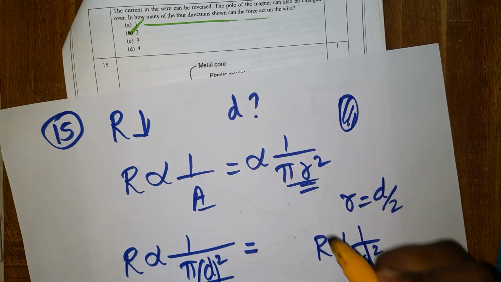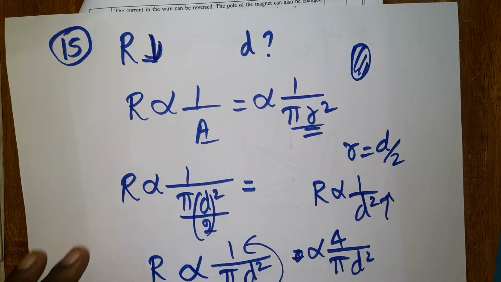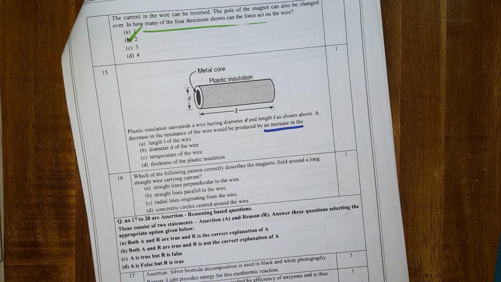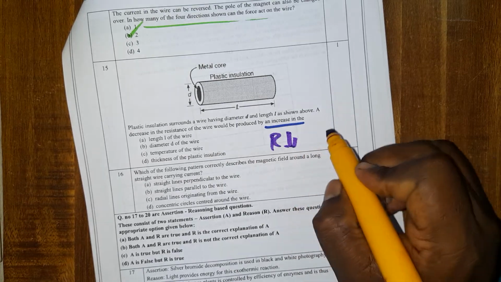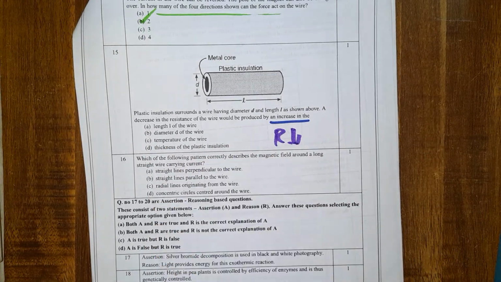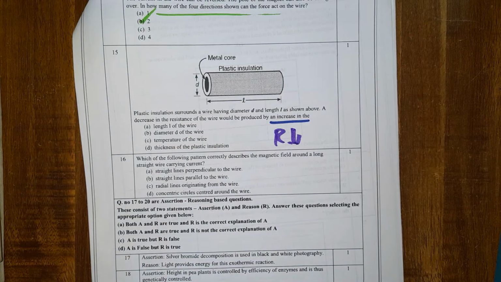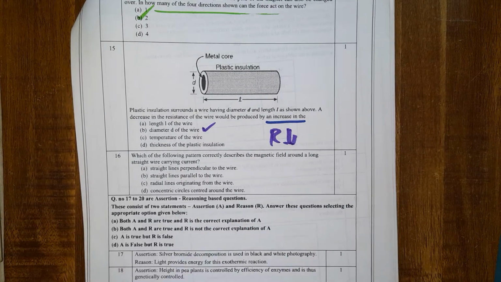Okay, if I want to decrease the resistance, I can increase the diameter. Actually the question asked: if you want to decrease the resistance, what do we have to increase? We have to increase the diameter of the wire. Okay, what about the other answers?